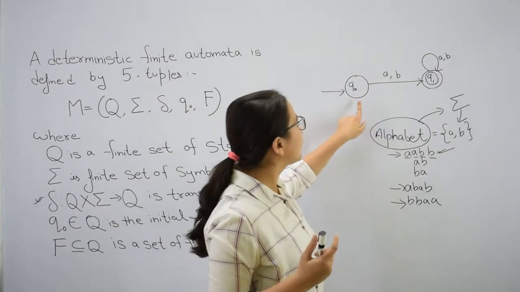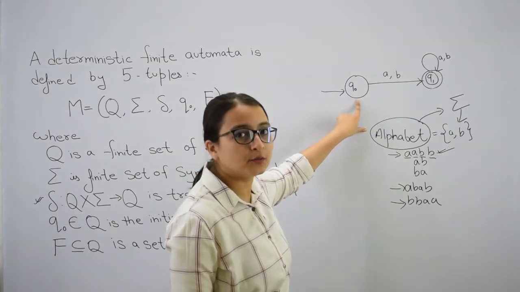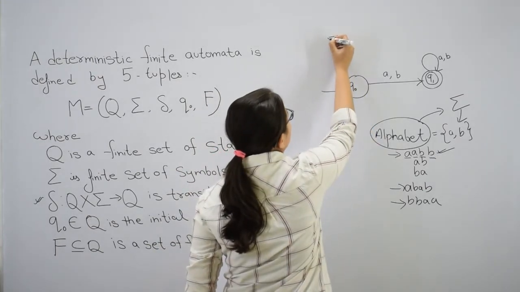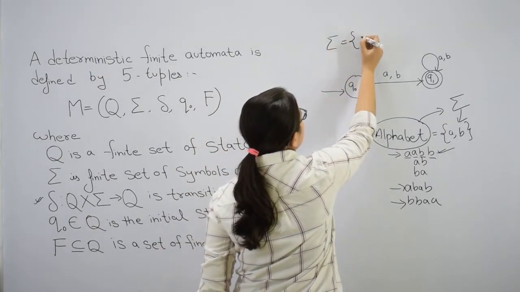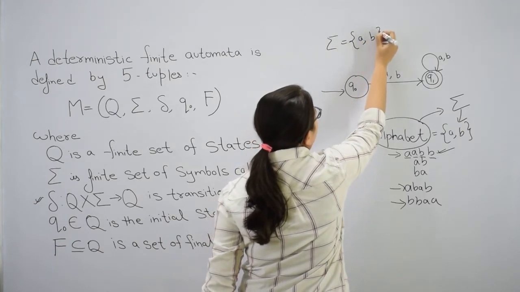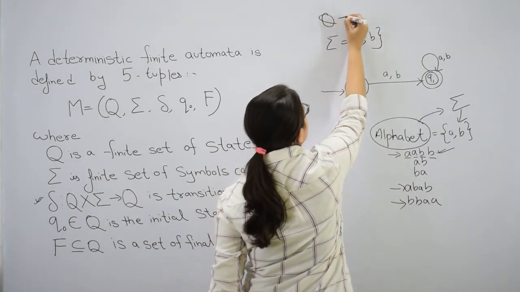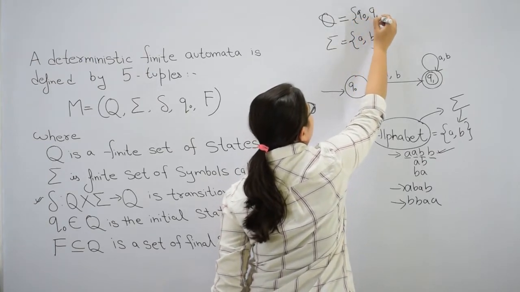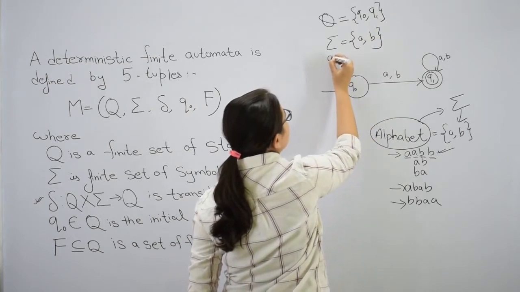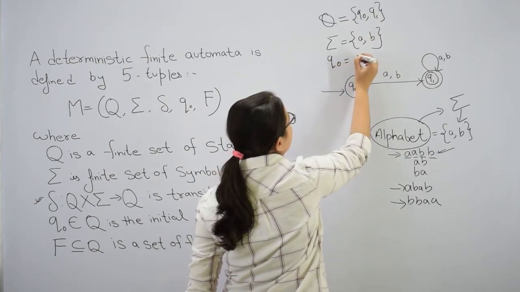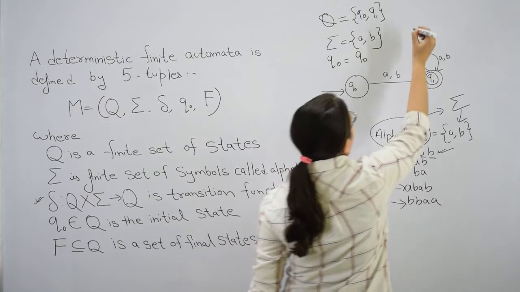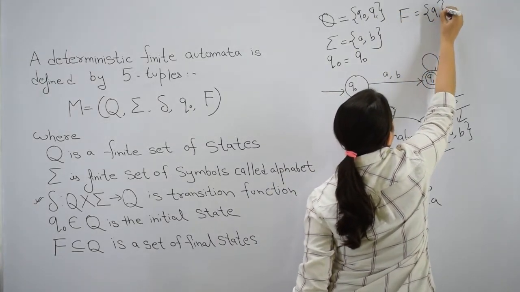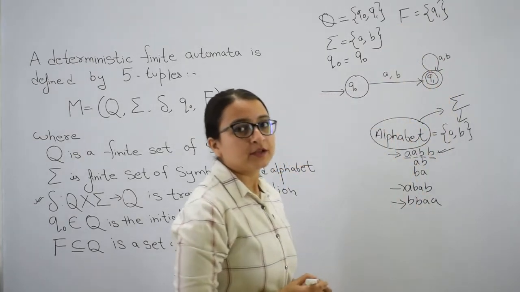What does this mean? If you are in a state Q0 and you get an input, suppose our sigma over here is this, and our Q over here is this set, Q0 and Q1. Our initial state is this state Q0, and our set of final states is this state Q1. Okay, so we have two states.